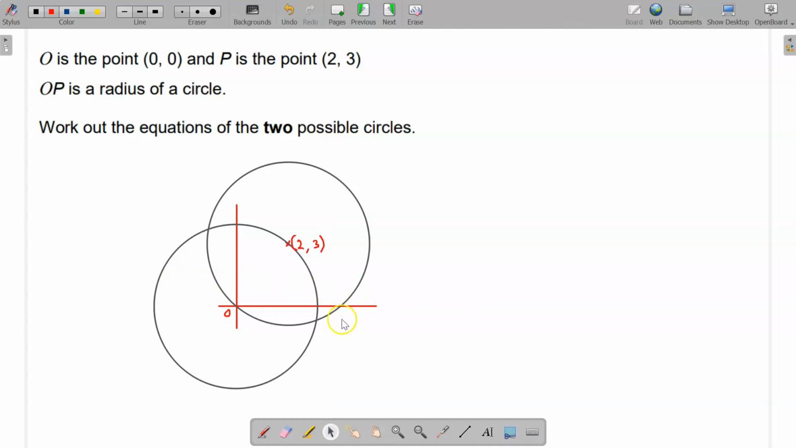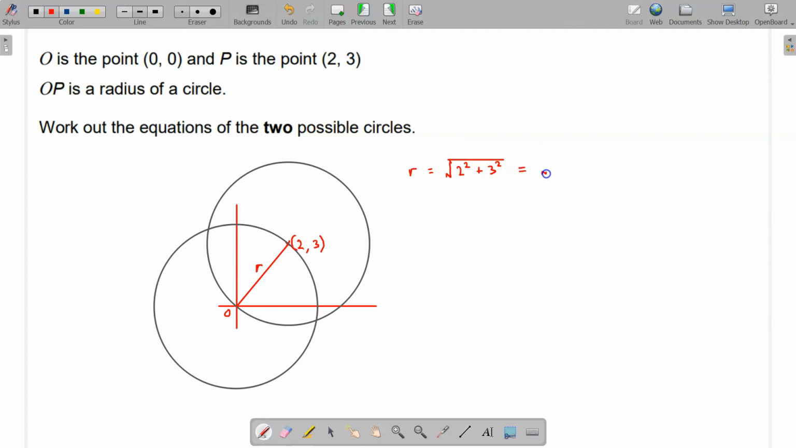Now, in either case, the radius is the same, because the radius is simply found by using Pythagoras. So if I just draw a line here, okay, you can see that the length of that line there, I call that r, would be equal to the square root of 2 squared plus 3 squared, okay, which would be the square root of 13, which is the radius of both of those circles. Okay, so that's fairly easy to find.